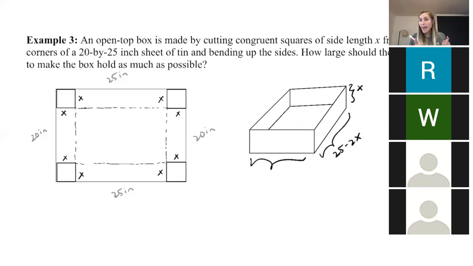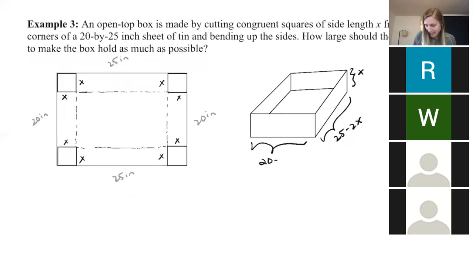Which then, what would the width be? Annika, do you want to say the width as well? 20 minus 2x? Yes. Do we all see that, you guys? Right, because we're cutting x inches in on both sides. So we're going to take away 2x from the length and the width for our folded box. Okay.